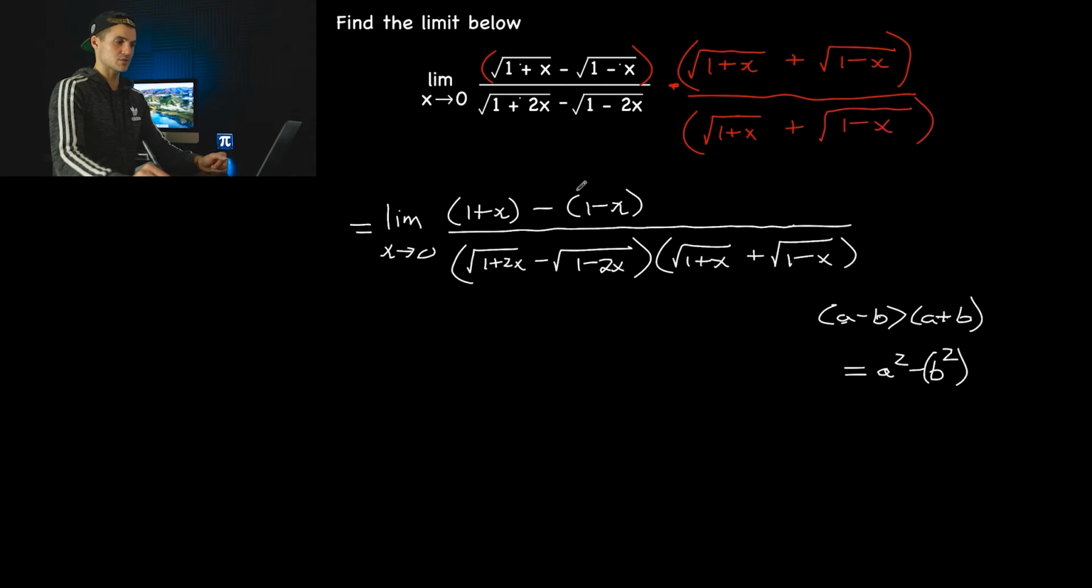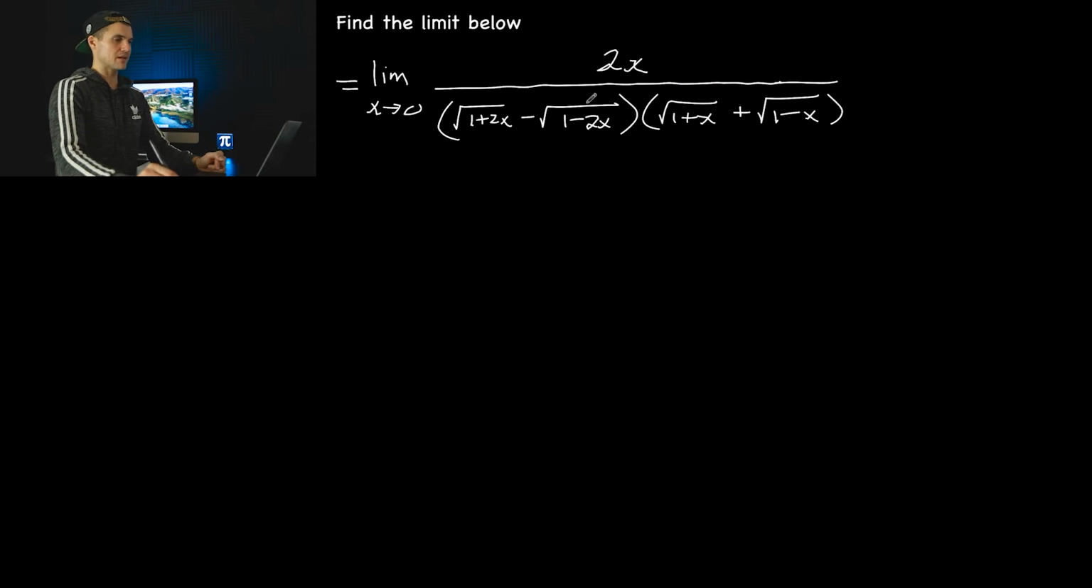And then what's the numerator going to simplify to? Well, notice that if we distribute the negative, the ones will cancel out, and then we'll have x minus negative x, which is like x plus x. So that is going to simplify to 2x. And so now the updated limit we have is this right here.